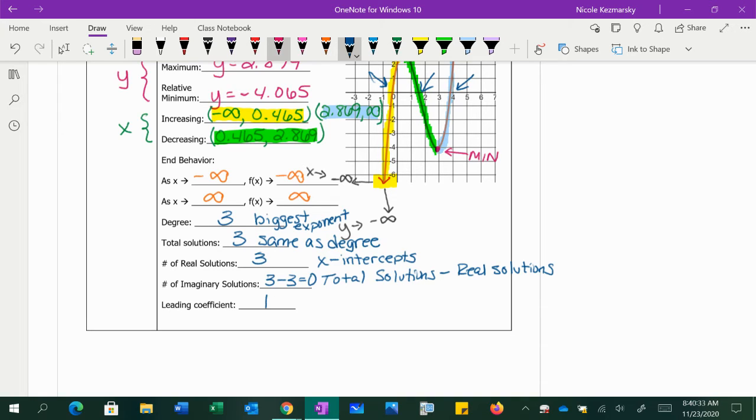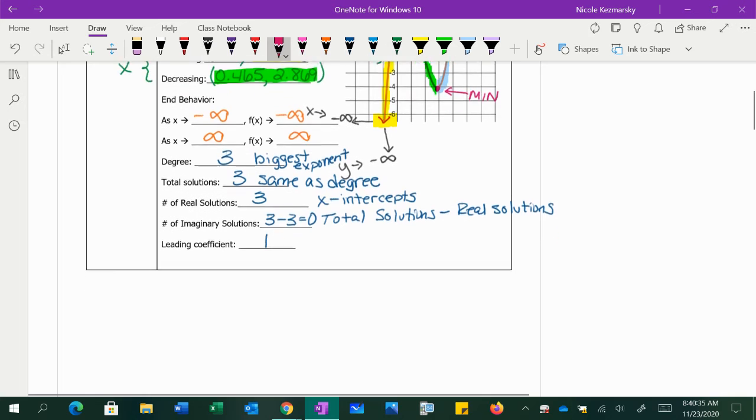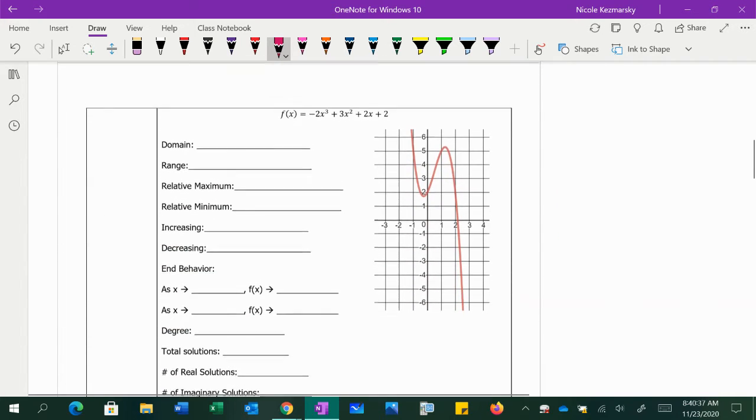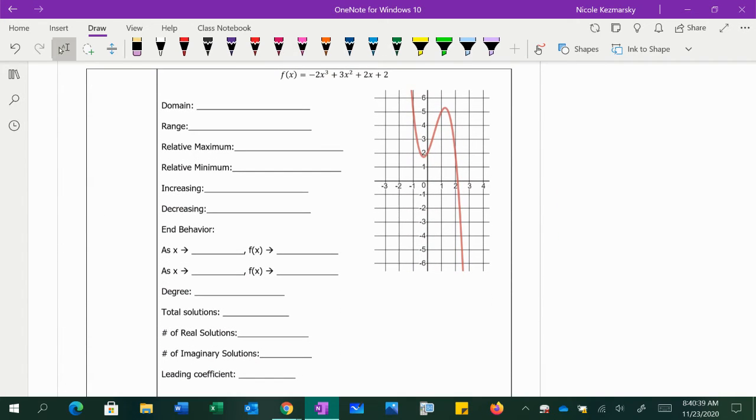So let's try another graph. For the next graph, it looks a little bit different. It looks similar to the one that we just did, but a little bit different. I'm going to go ahead and put arrows on the ends of my graph. And I'm going to call one of them the yellow arrow and the other one the blue arrow. And I'm going to look at what both arrows are doing.